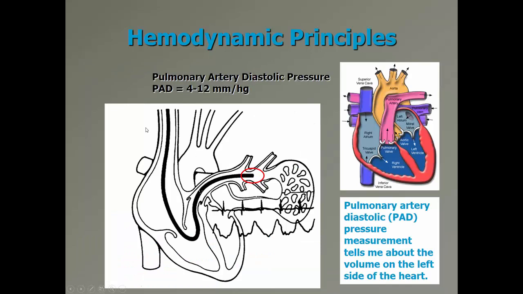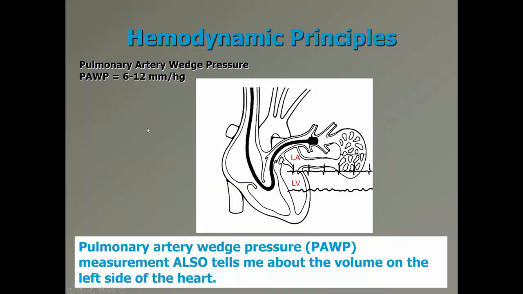Now, if you're thinking, well, wait a minute, PAD told me about the volume on the left side. You're correct. The left side of the heart is so important. There are two measurements that indicate the volume on the left side of the heart. Now, just because we're doing an extra maneuver, we're inflating a balloon. We're inflating this large balloon in this itty bitty little capillary. And so there can be complications with the inflation even when it's done properly.